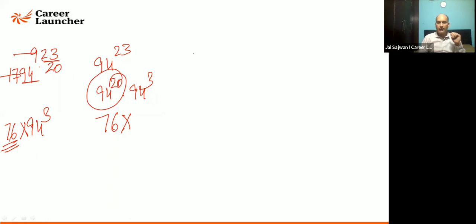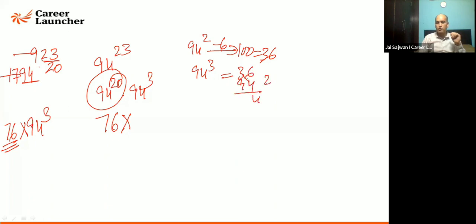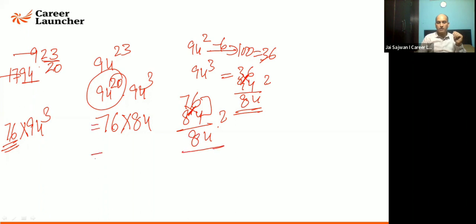Fine. So what is 94 square? 6 less than 100. It is 36. What is 94 cube? It is 36 into 94. 6 fours are 24. 3 fours are 12 plus 2 is 14. 9 sixes are 54. 54 plus 14 is 68. The number comes out to be 84. 76 with 84: 6 fours are 24, 2 carry. 7 fours are 28 plus 2 is 30. 30 plus 48 is 78. Your answer is coming out to be 84, which is correct.